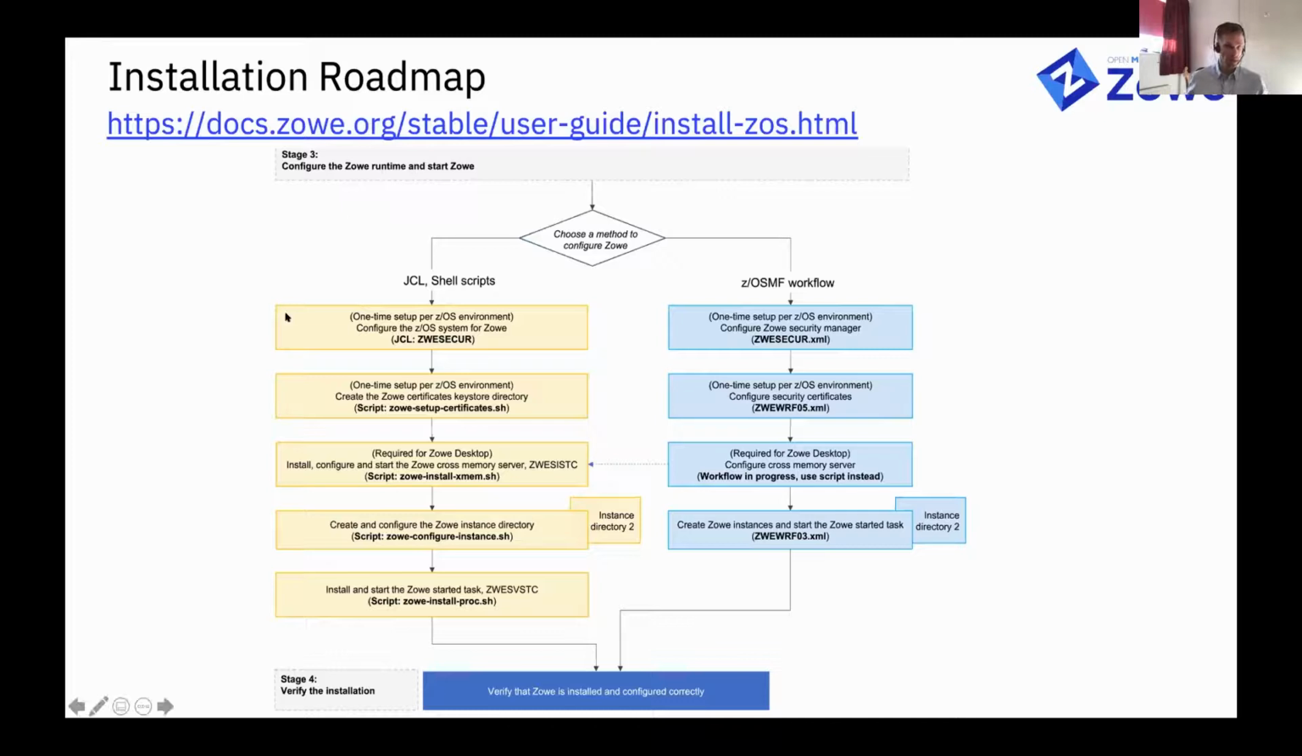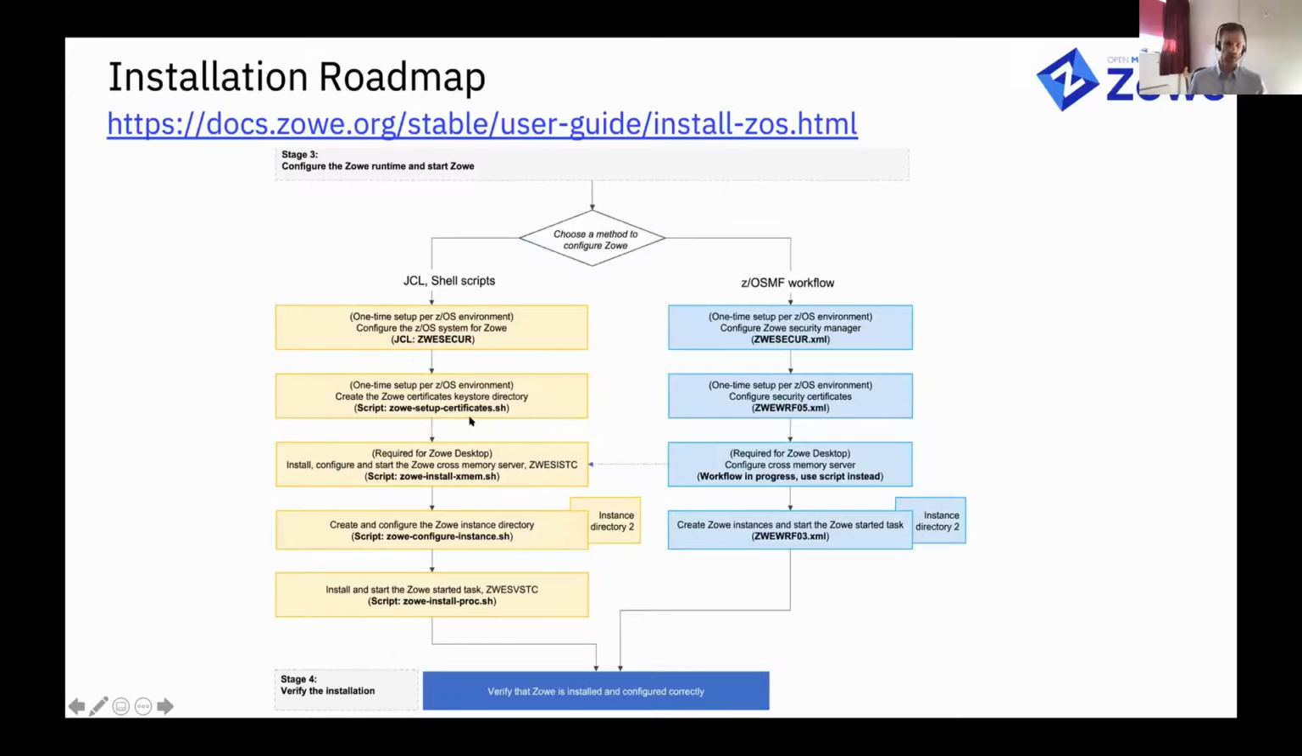But what we do need to do is have the user IDs for the Zowe systems created. We need to make sure that the started tasks are defined so that they run under the right user IDs. So we've got the ZWESECUR JCL to help with that. All of our scripts for security systems work with RACF, ACF2, and Top Secret. You just have to switch a flag. But that will help you get that one-time security setup done.